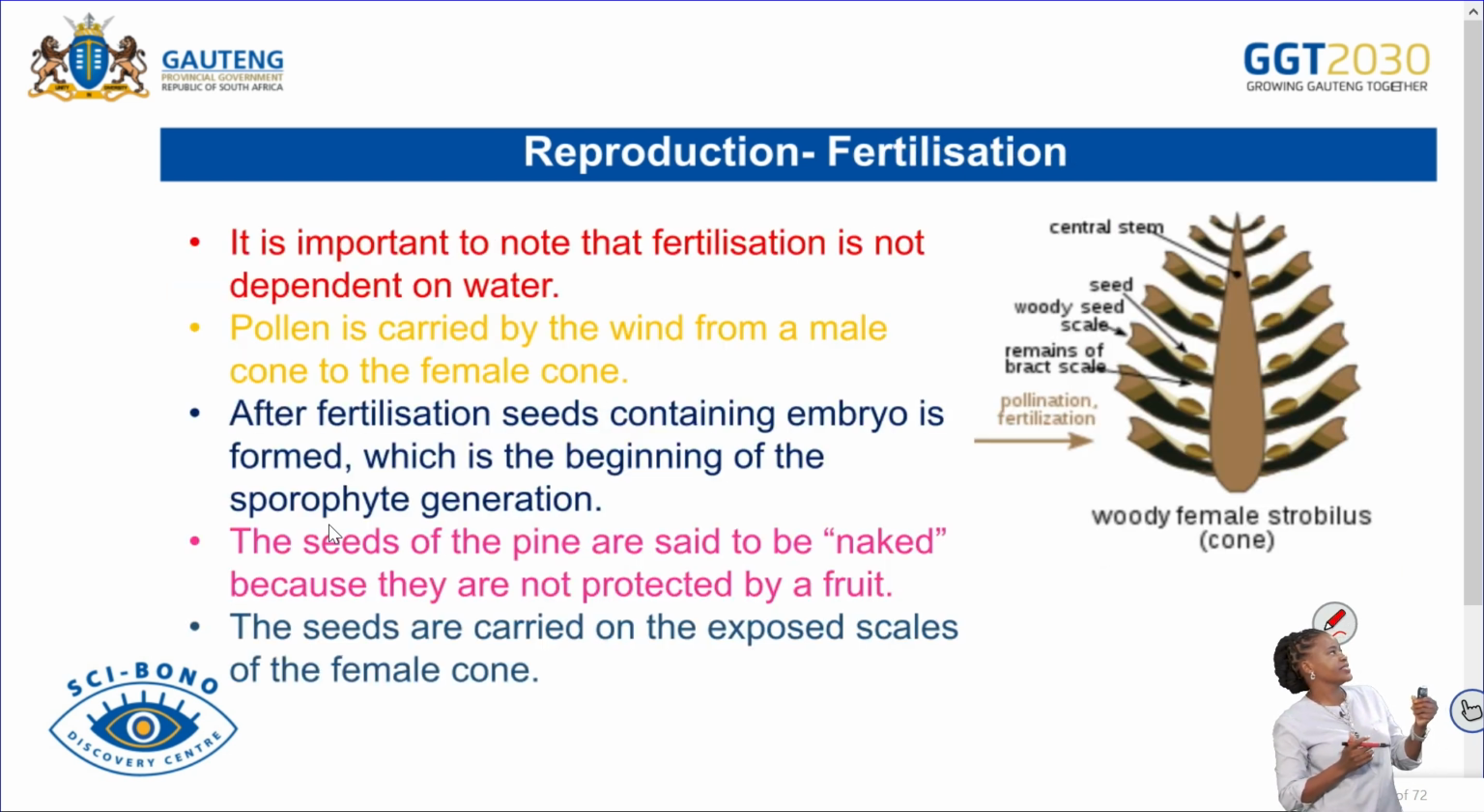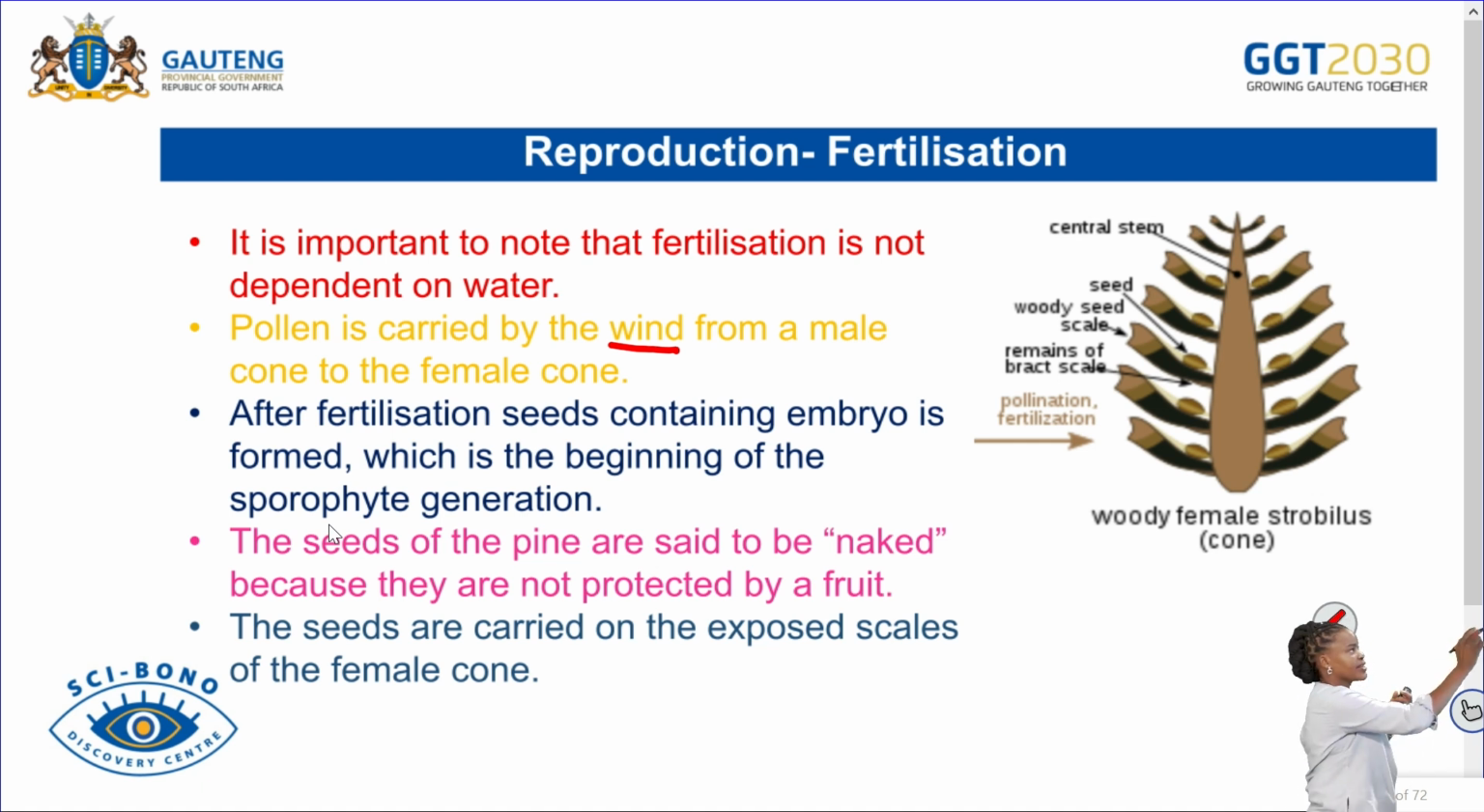So it is important to note that fertilization is not dependent on water in regards to the pine trees. Pine trees, water is not essential for what? For reproduction. However, wind is the one that is essential for reproduction. Why? Because we need wind that is going to blow, or that is going to disperse the what? The seeds, the naked seeds.